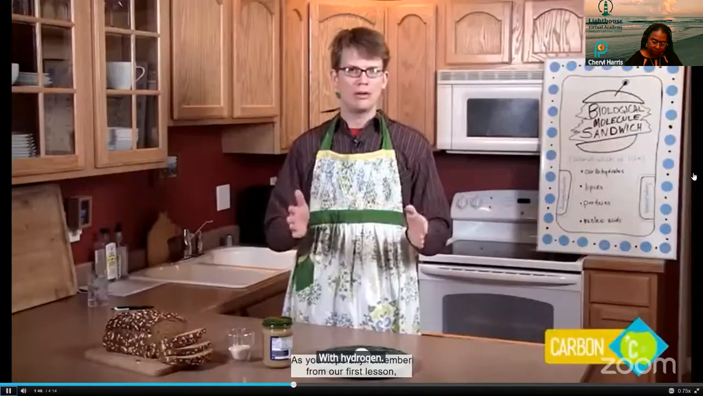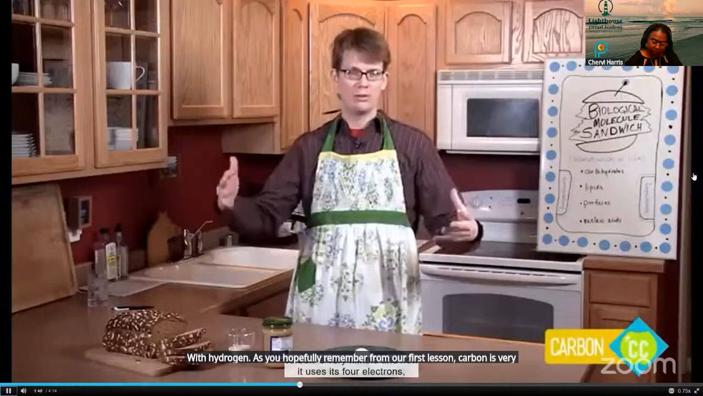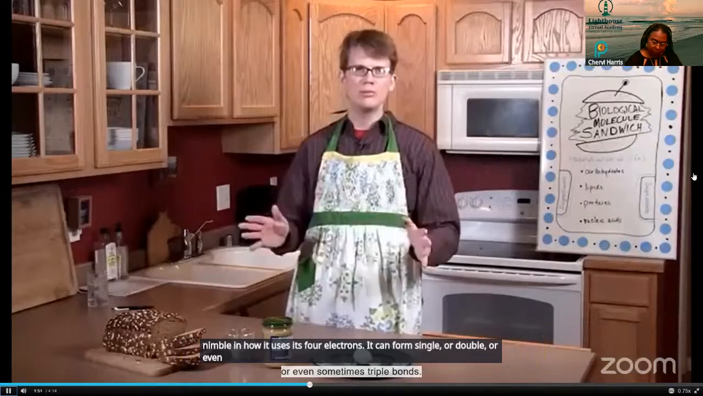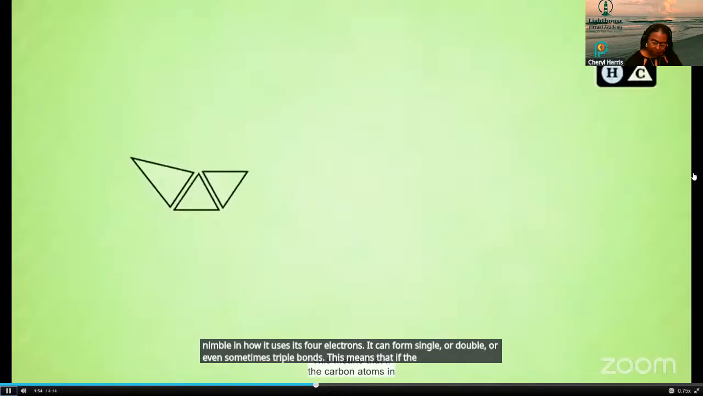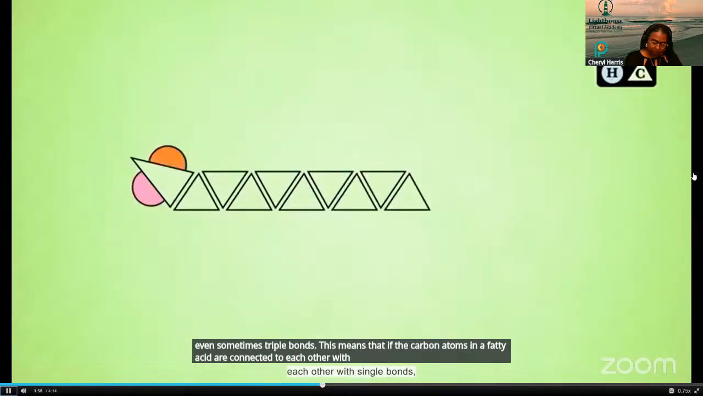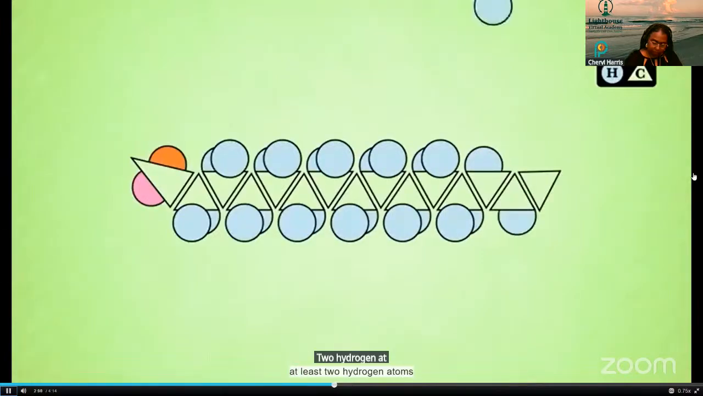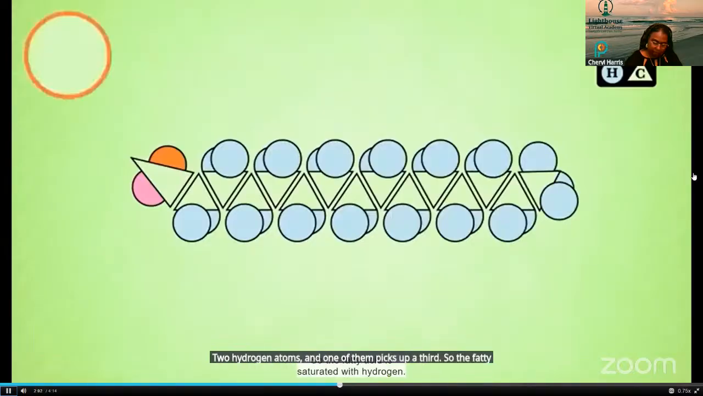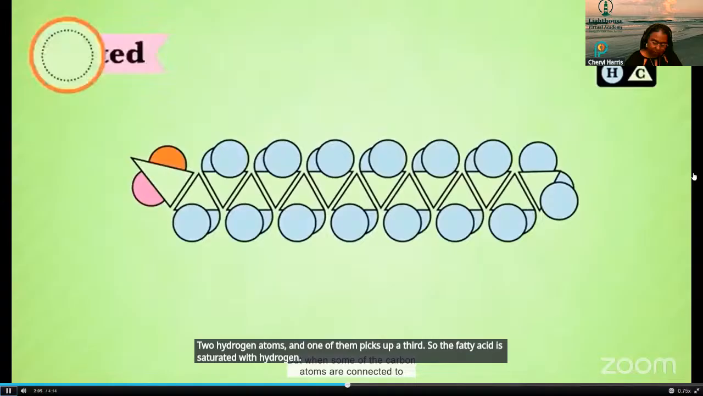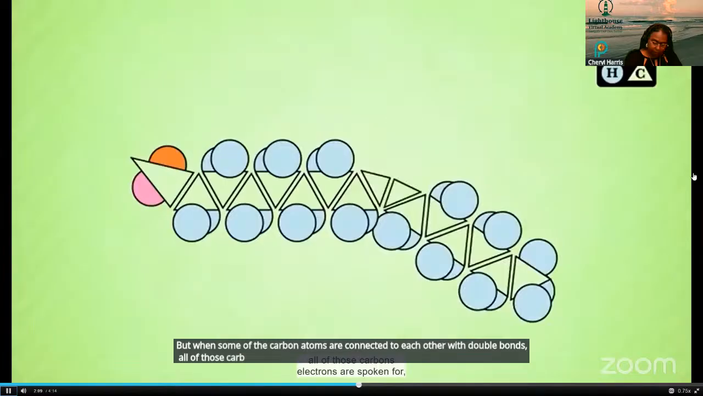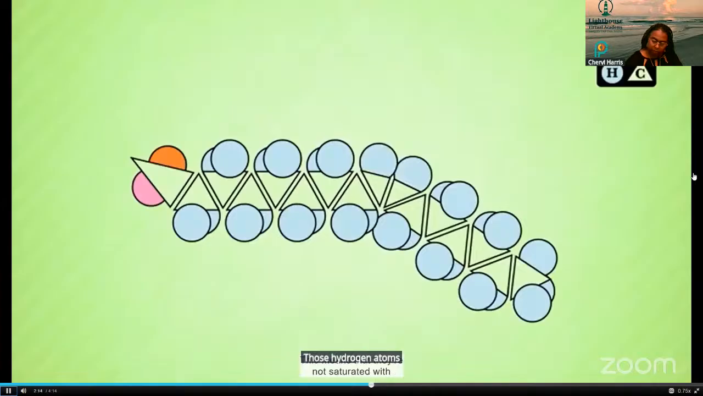As you hopefully remember from our first lesson, carbon is very nimble in how it uses its 4 electrons. It can form single or double or even sometimes triple bonds. This means that if the carbon atoms in a fatty acid are connected to each other with single bonds, all of the carbon atoms end up connected to at least 2 hydrogen atoms, and one of them picks up a third. So the fatty acid is saturated with hydrogen. But when some of the carbon atoms are connected to each other with double bonds, all of those carbon's electrons are spoken for, and so they're not able to pick up those hydrogen atoms. This means that they're not saturated with hydrogen, and they are unsaturated fatty acids.